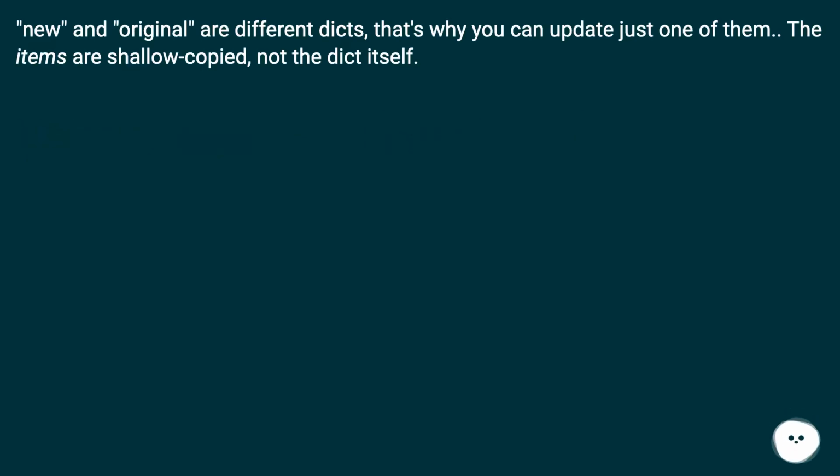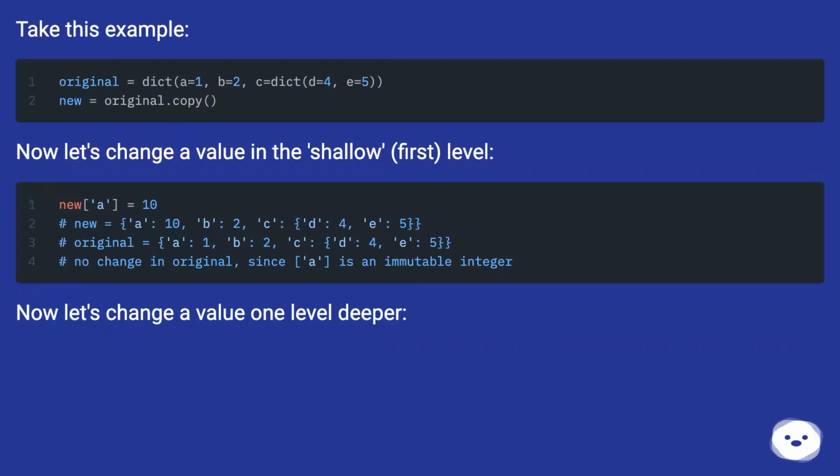New and original are different dicts, that's why you can update just one of them. The items are shallow copied, not the dict itself. Take this example. Now let's change a value in the shallow first level. Now let's change a value one level deeper.